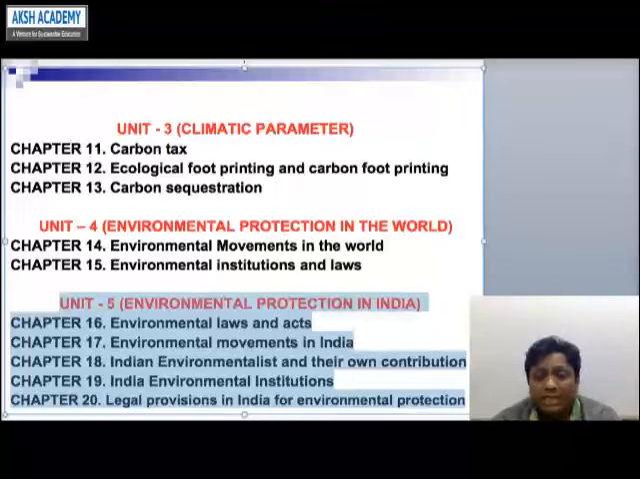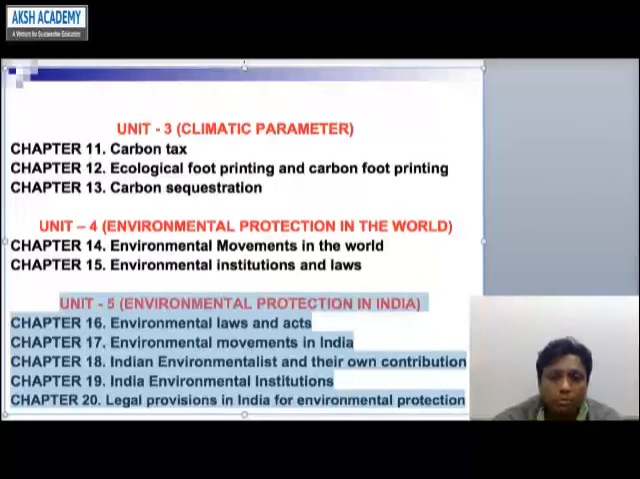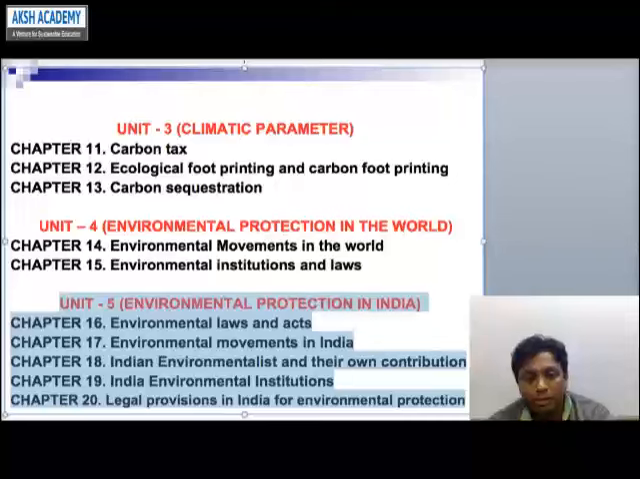Different environmental movements in India, friends: Bishnoi, Narmada Bachao, Chipko, these kinds of things. Indian environmentalists, with names like Sundarlal Bahuguna, Gaura Devi, Chandi Prasad Bhatt, and their contributions. Various environmental institutions working in India for the protection of the environment. Different legal provisions given in the fundamental rights and the directive principles. Overall, I'm talking to you about environment and quality issues.